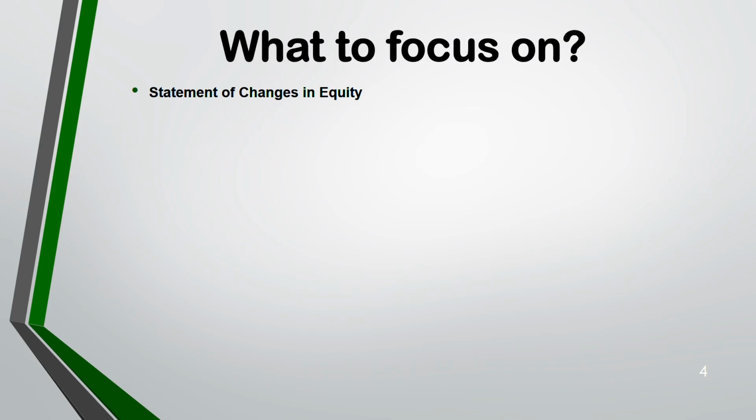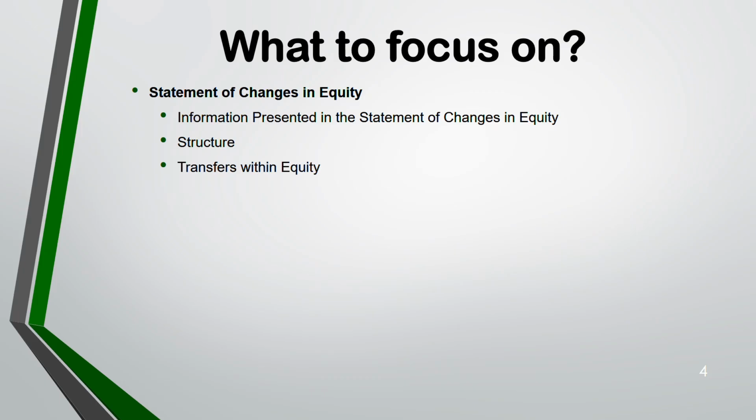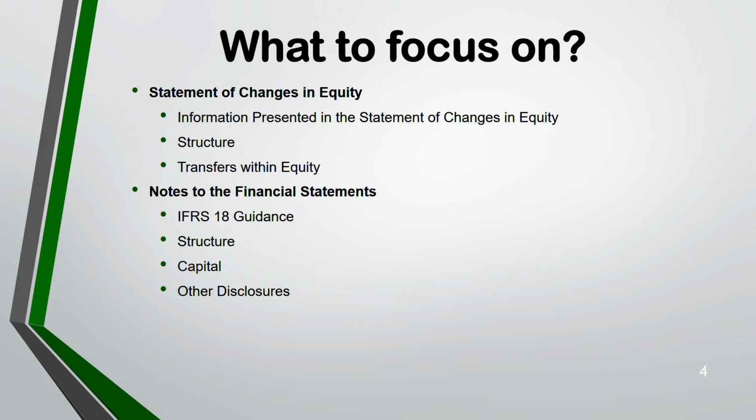Then we are going to go through the statement of changes in equity. What information should be presented here? What should be the structure? Transfers within equity. Then notes to the financial statements. Remember, IFRS 18 not only looks at your financial statements but also the notes to it. So what does IFRS 18 have to say about this? The structure of your notes and capital and other disclosures.